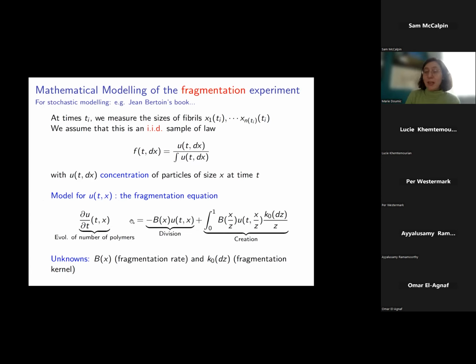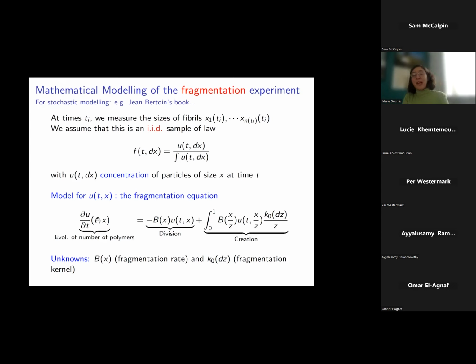Well, there are some deaths, let's say, of polymers, which are the ones which break down. Breaking down, they leave the compartment u of tx. So there is this minus b of x u of tx, and b of x, what is it? It is precisely the breakage rate, the division rate. So what is important is that polymers of larger size can break down more or less as smaller ones. And that's why the division rate, the fragmentation rate b, depends on x.